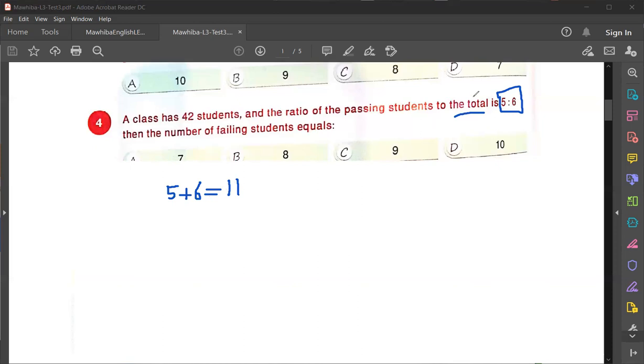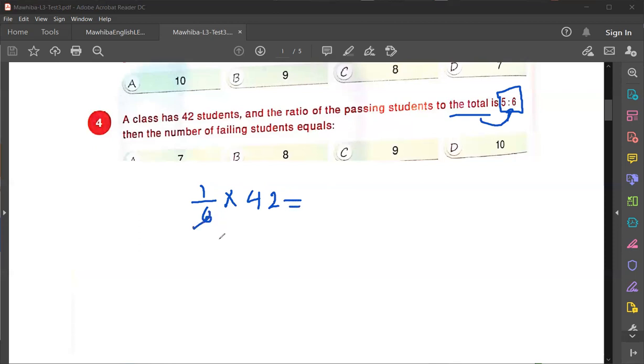Sorry, not the total, because here the total is 6. So what is the left here? If you have the total, then what is the left? Because you have 5/6 of the total. The left is what? 1/6, right? Because 5 is the passing students, the total is 6. So now I have 1/6 times 42. Then you get the answer here.